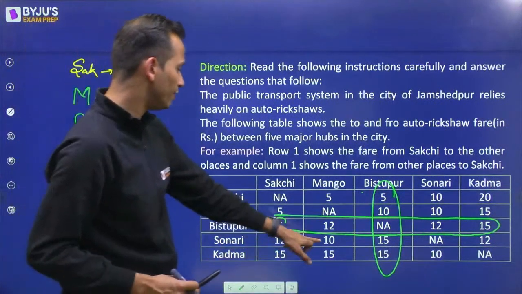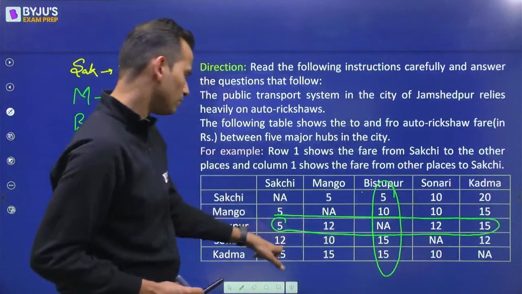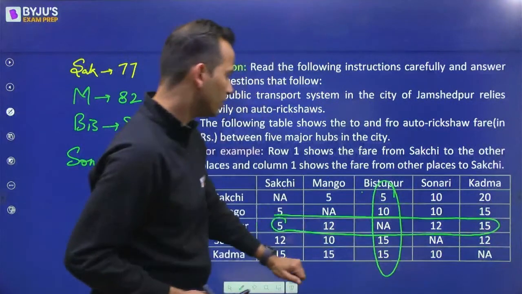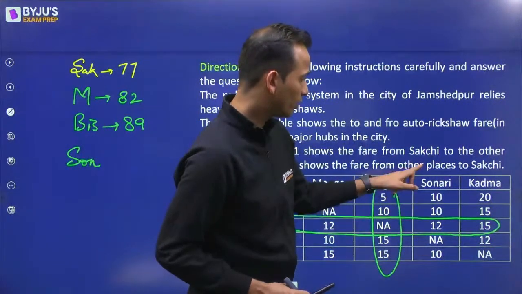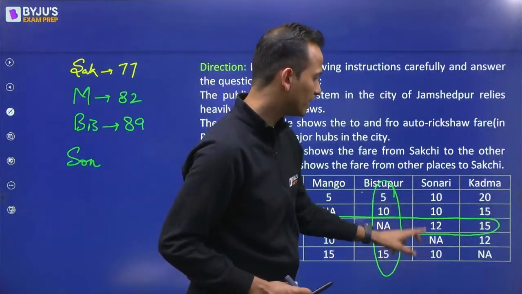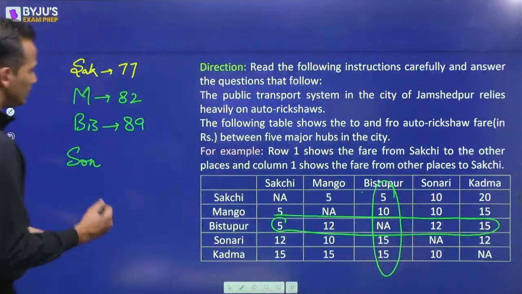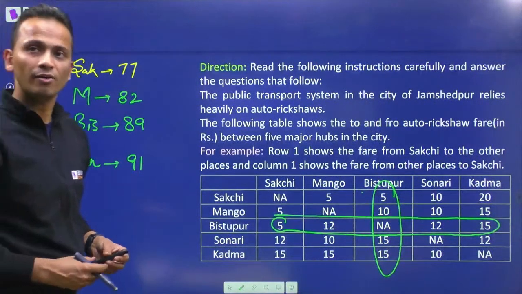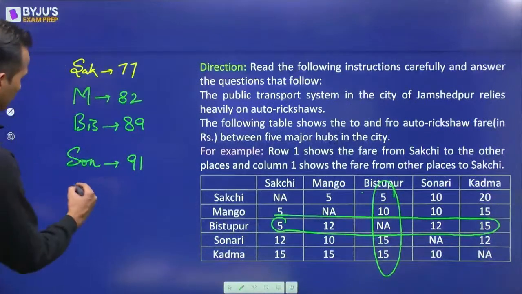it will be 12 and 10, 22, 25, 37, 49, and the sum of these 49, 59, 69, 79, 89, 91. 91 for Sonari, right? And finally Kadma.